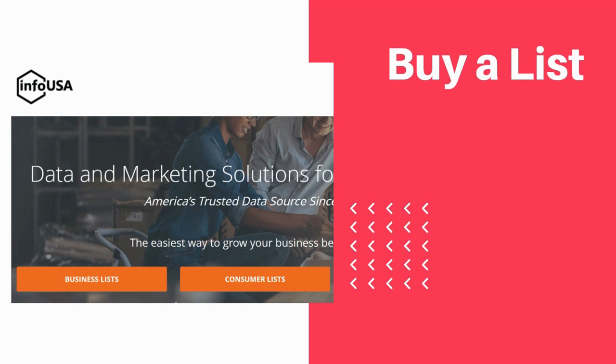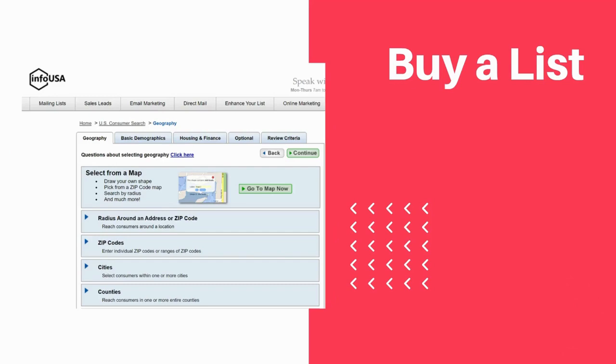Here you can see some of the criteria you can use to build your list, such as location, housing information, and financial data. You can achieve a high degree of granularity for precise targeting. This will prevent you from wasting money marketing to people who will never buy from you.